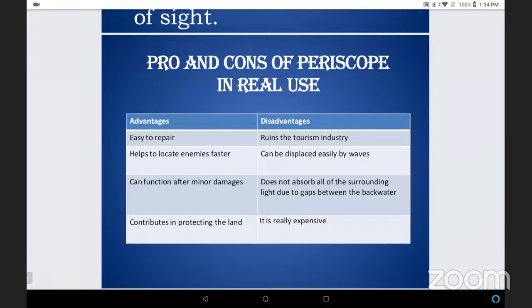Disadvantages: ruins the tourism industry. Can be easily displaced by waves in submarines. Does not absorb all the surrounding light due to gaps between the backwater. It is really expensive.